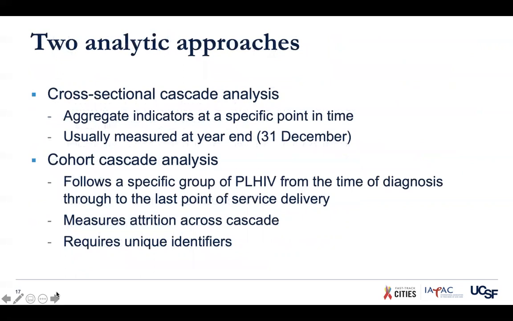There are two ways to do this. One is to do it cross-sectionally, where we just look at a single point in time, say December 31st: how many people are diagnosed, how many are in care, how many are on therapy, how many are suppressed on that day. A cohort cascade is different. It takes a group of people, say everybody diagnosed in January of 2020, and follows them over time, measuring attrition along the various steps in the cascade. Because this is tied from visit to visit, we need unique identifiers for this.